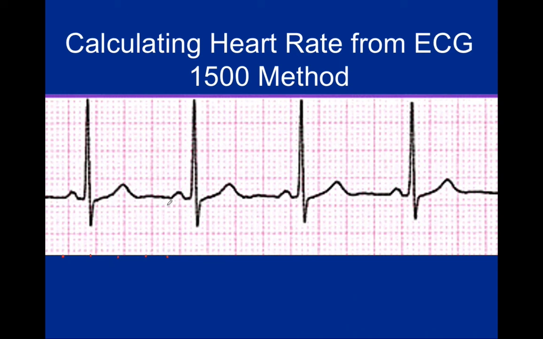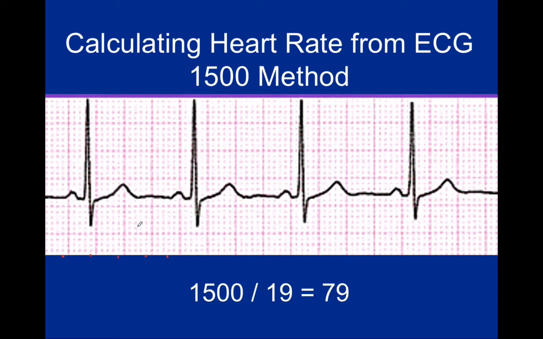So once you have the total amount of small squares in one interval, which is 19, you're going to divide 19 into 1500. And that's going to give you your heartbeat for this particular method. Now, the nice part about this method is that you can take anywhere on the EKG tracing and count up the amount of small squares in that particular interval.